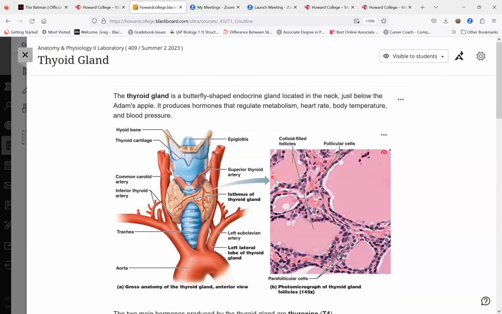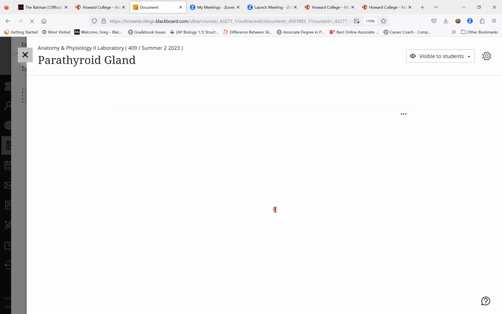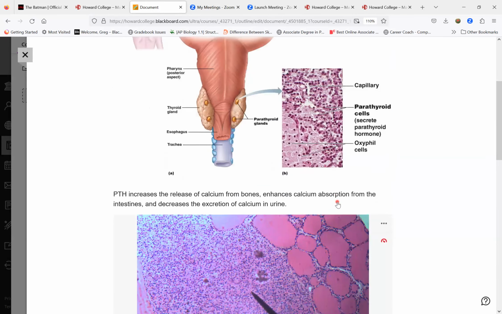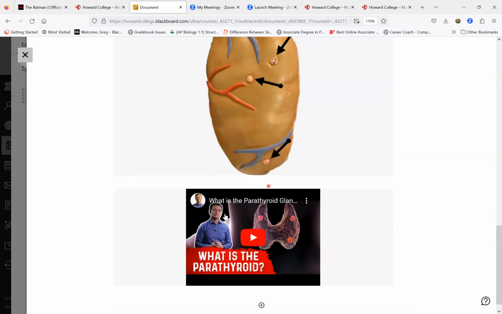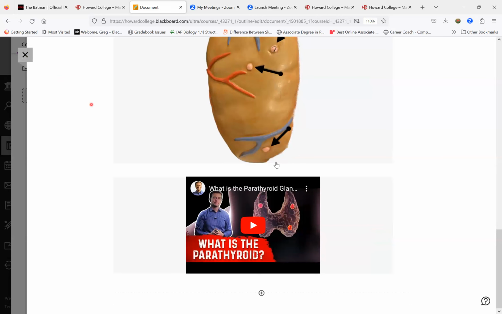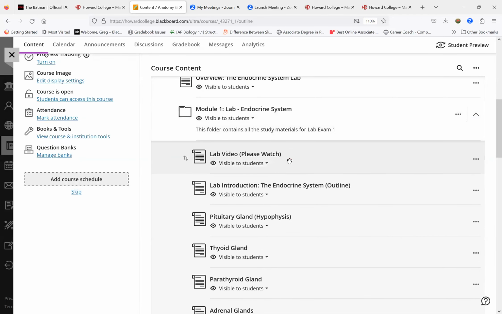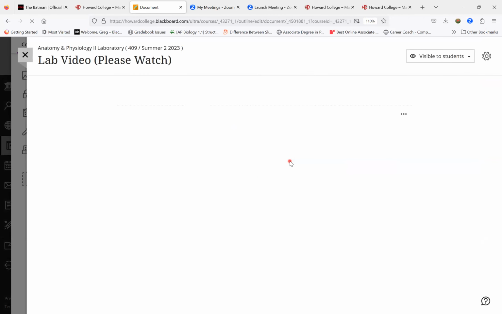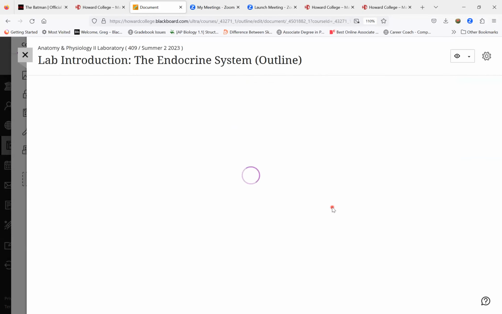The lab is broken up. It's called chunking. You're going to click on this. This is the parathyroid gland. Some really good, easy to read text here. And then at the bottom, there'll be a video. So you're going to want to go through and watch and read through all of this. I'm sorry, I meant to click on this.